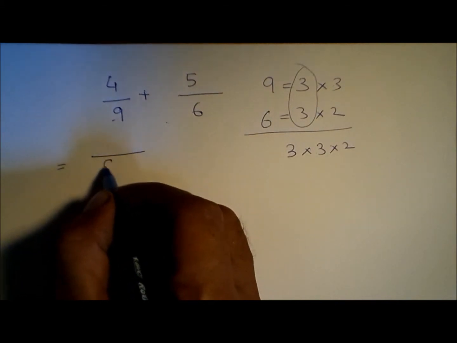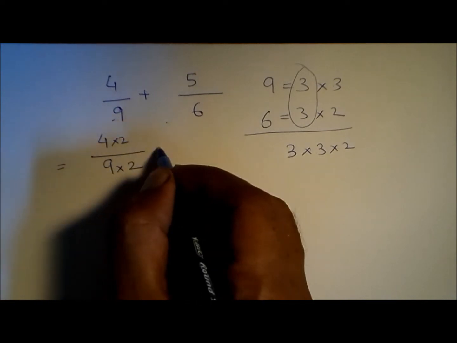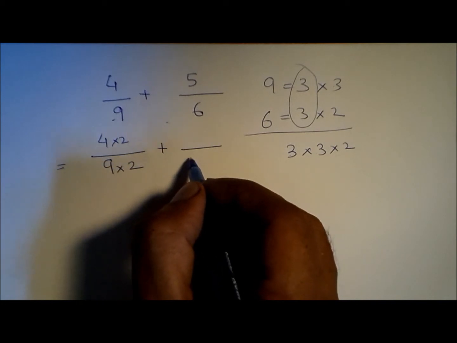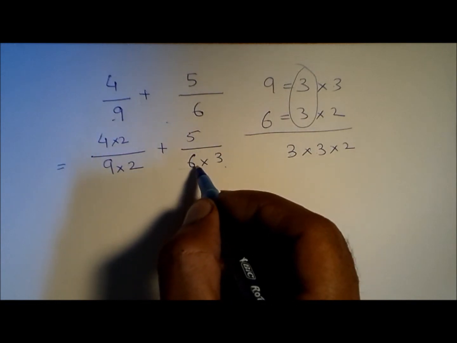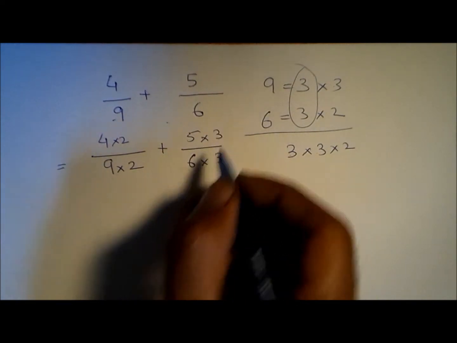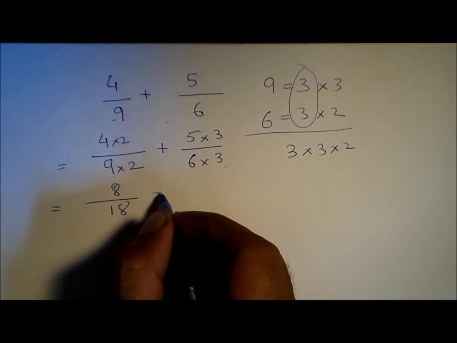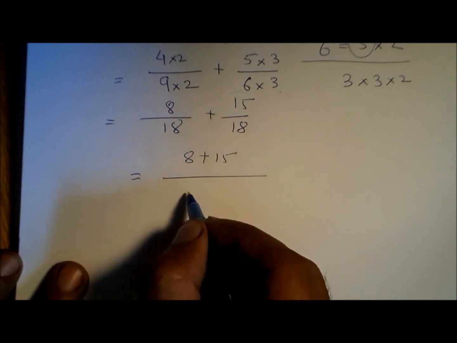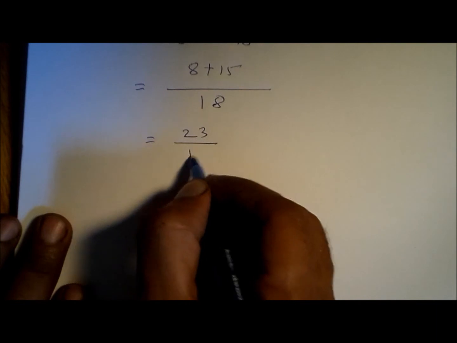Now 18 means 9 into 2. Since we have multiplied 9 by 2, we will multiply the numerator also by 2. Plus 6, we have to write 18 here, so we write 6 into 3, which is 18, and since we have multiplied the denominator by 3, we multiply the numerator also by 3. This becomes 8 by 18 plus 15 by 18, which is the same as 8 plus 15 divided by 18, which is 23 divided by 18.